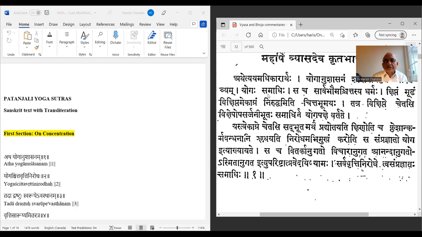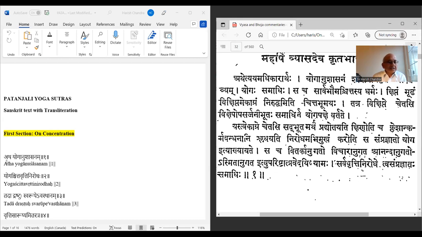Like this is on the first statement. The first statement is Atha Yoga Anushasanam, but Vyas makes a long commentary. Unfortunately, this is only in Sanskrit without Roman translation. Even if I read something in Sanskrit, I will translate every word into English.